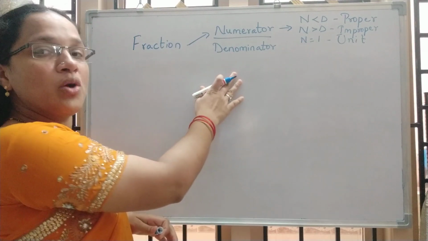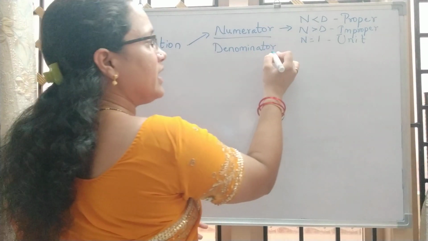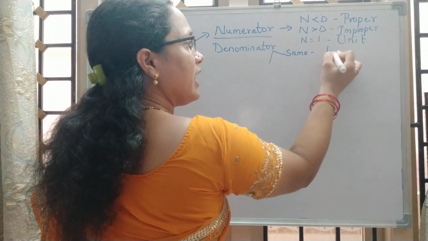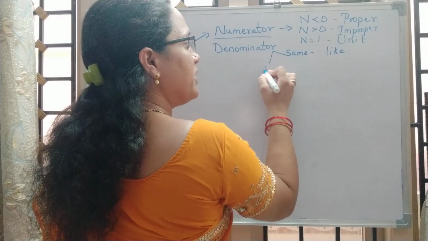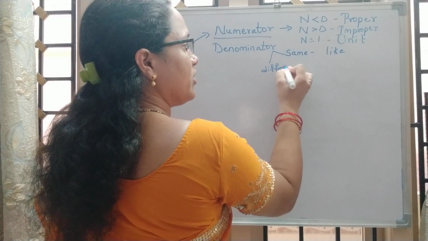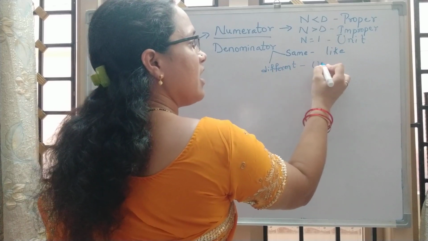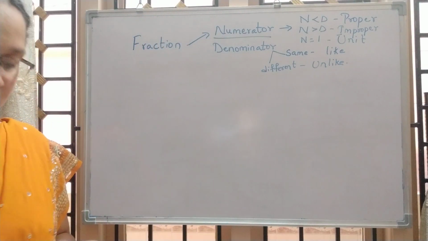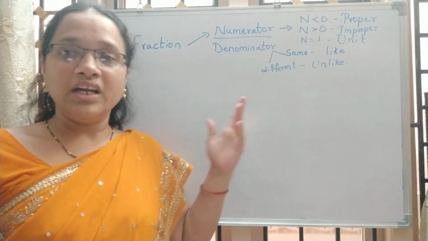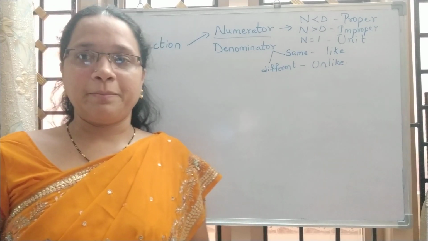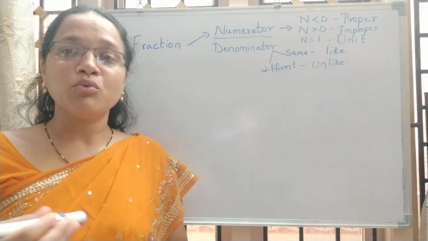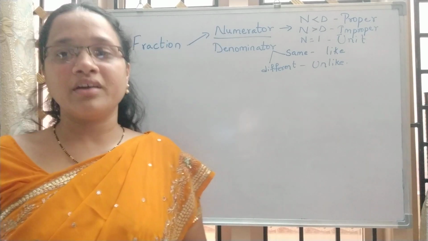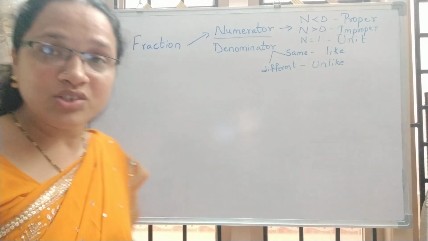Regarding the denominator, we have learned that if the denominator is the same, we call it a like fraction. If the denominator is different for the fractions, we call it an unlike fraction. These are the types we have learnt in the previous video in detail along with examples. Now, there are some more types which are not dependent completely on the numerator and denominator. Let us learn them in today's video.